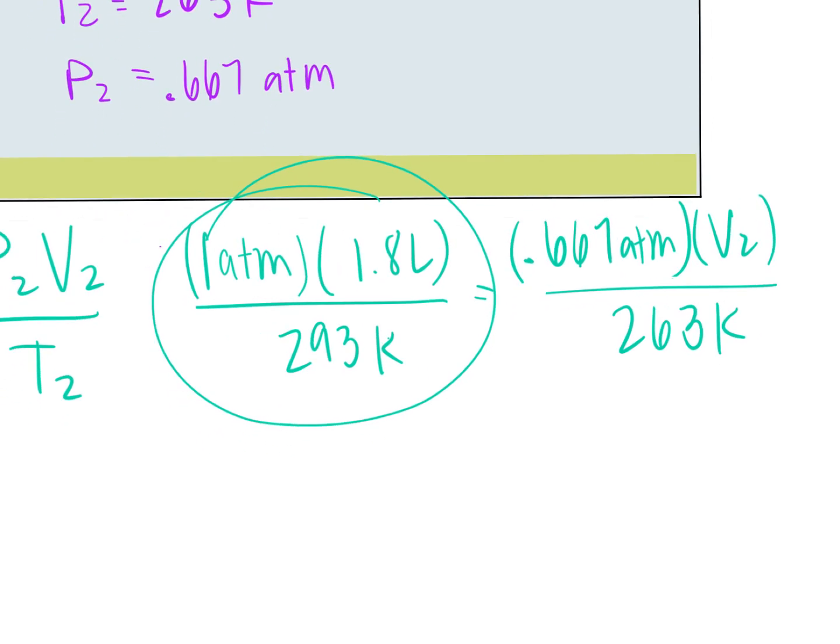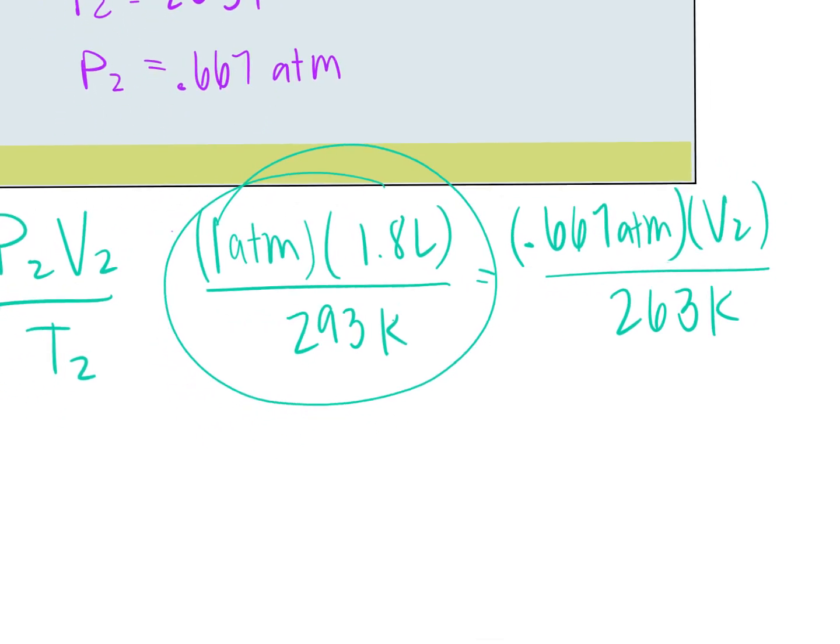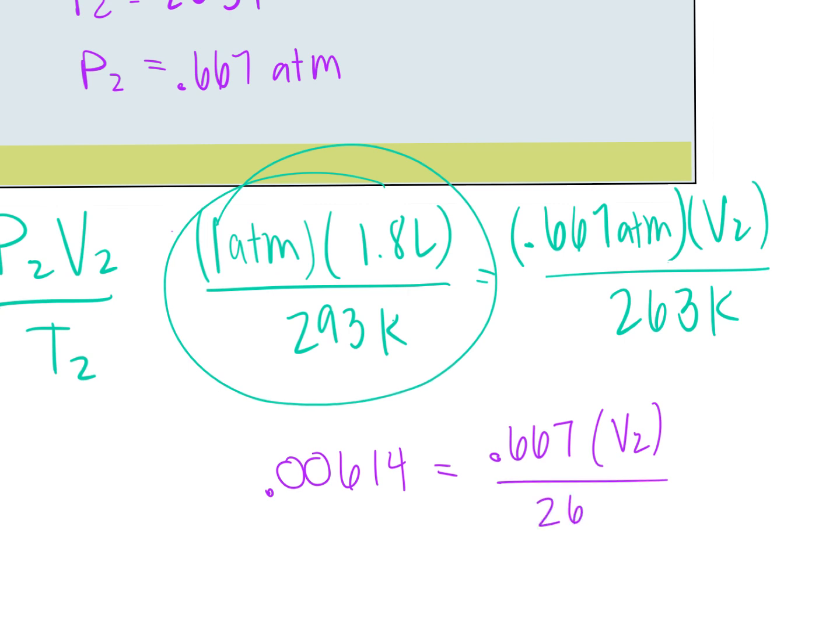Okay, let's do the math for that whole side. So let's take 1 times 1.8 divided by 293. That gives me 0.00614. Okay, 1.8 divided by 293 gives me that number. Do we agree? Okay, that is equal to 0.667 times V2 over 263.